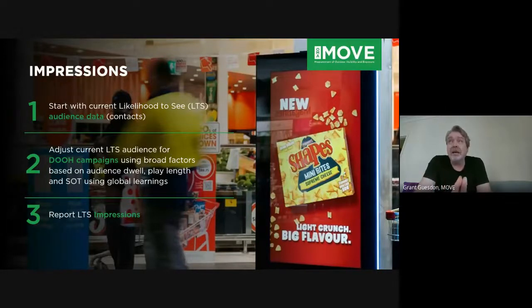The play length, and that comes down to, as I said, 7 seconds are going to be different to 10 seconds are going to be different to 20-second ad plays. And the share of time using, and the effective share of time. We've put that together using global learnings, but effectively it comes down to how long does the audience dwell, divided by the ad play gives you how many advertisers could be seen, and then based on the share of time that you're buying, it will determine the amount of impressions that person on that visit can deliver. And we're plotting that in the Move, as I said, as an LTS impression.